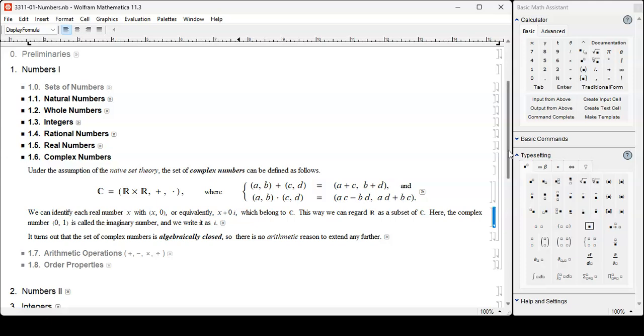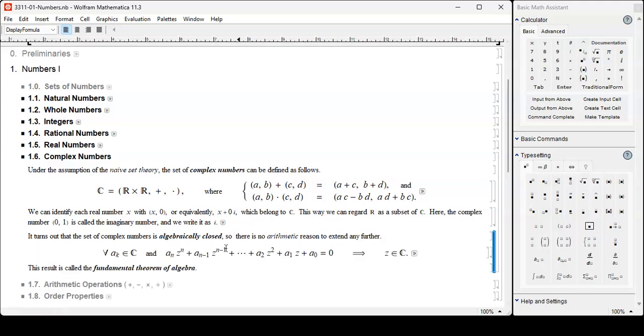Now, what if we have to go further? Luckily, we don't have to go further. It turns out the set of complex numbers is algebraically closed. So there is no arithmetic reason to extend any further. What do you mean by algebraically closed? Any equation with complex coefficients has roots inside the complex numbers only.